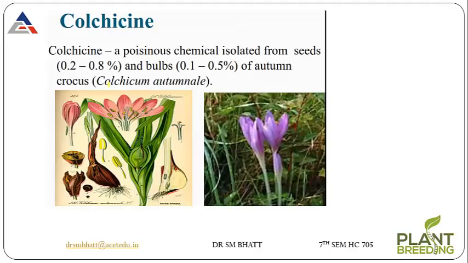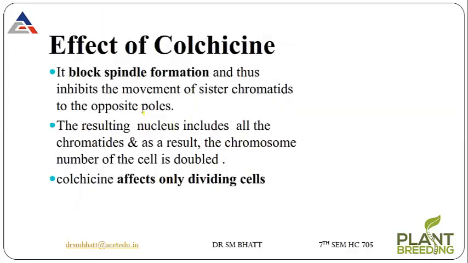Called Colchicum autumnale. What is the effect of colchicine? It blocks spindle formation and thus inhibits movement of sister chromatids to the opposite poles.